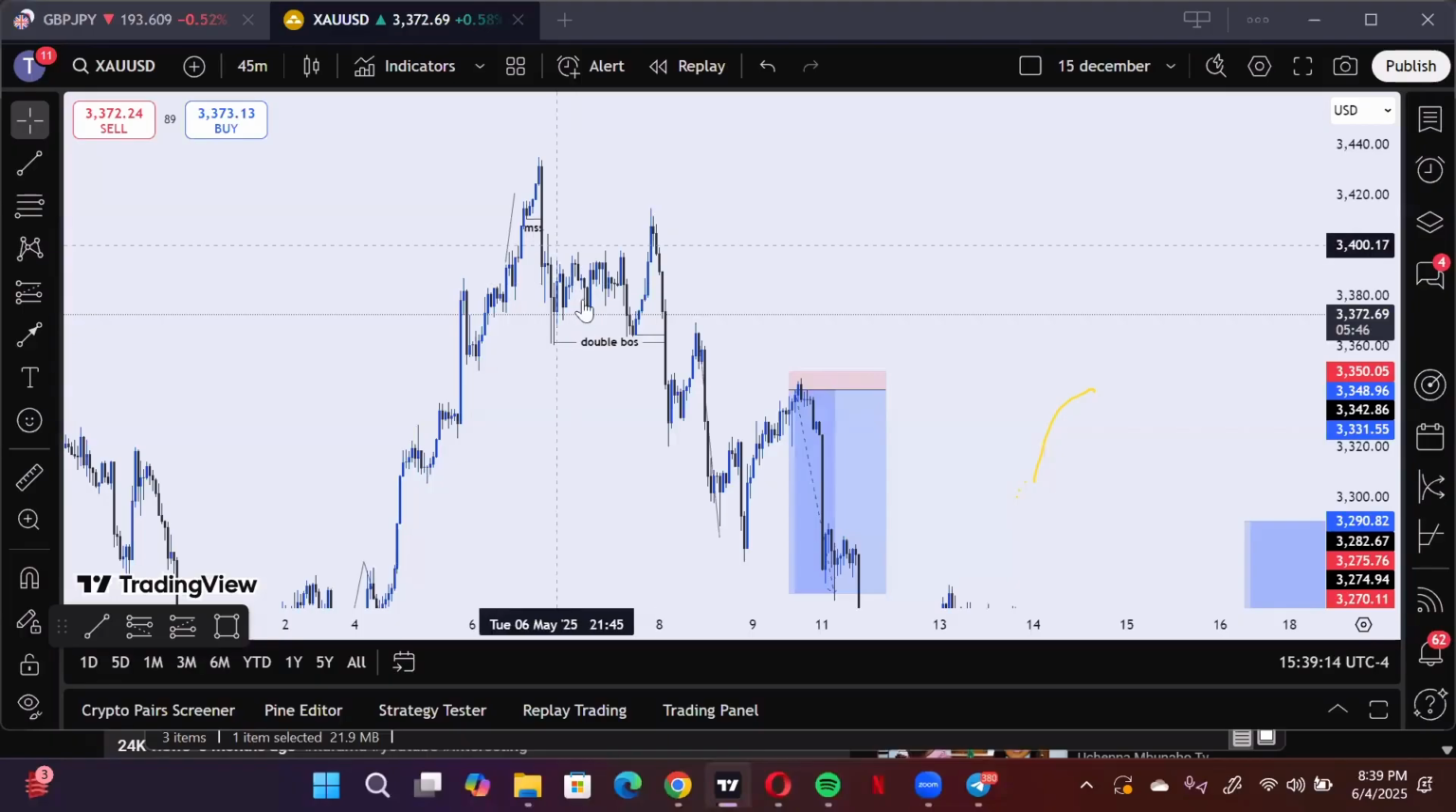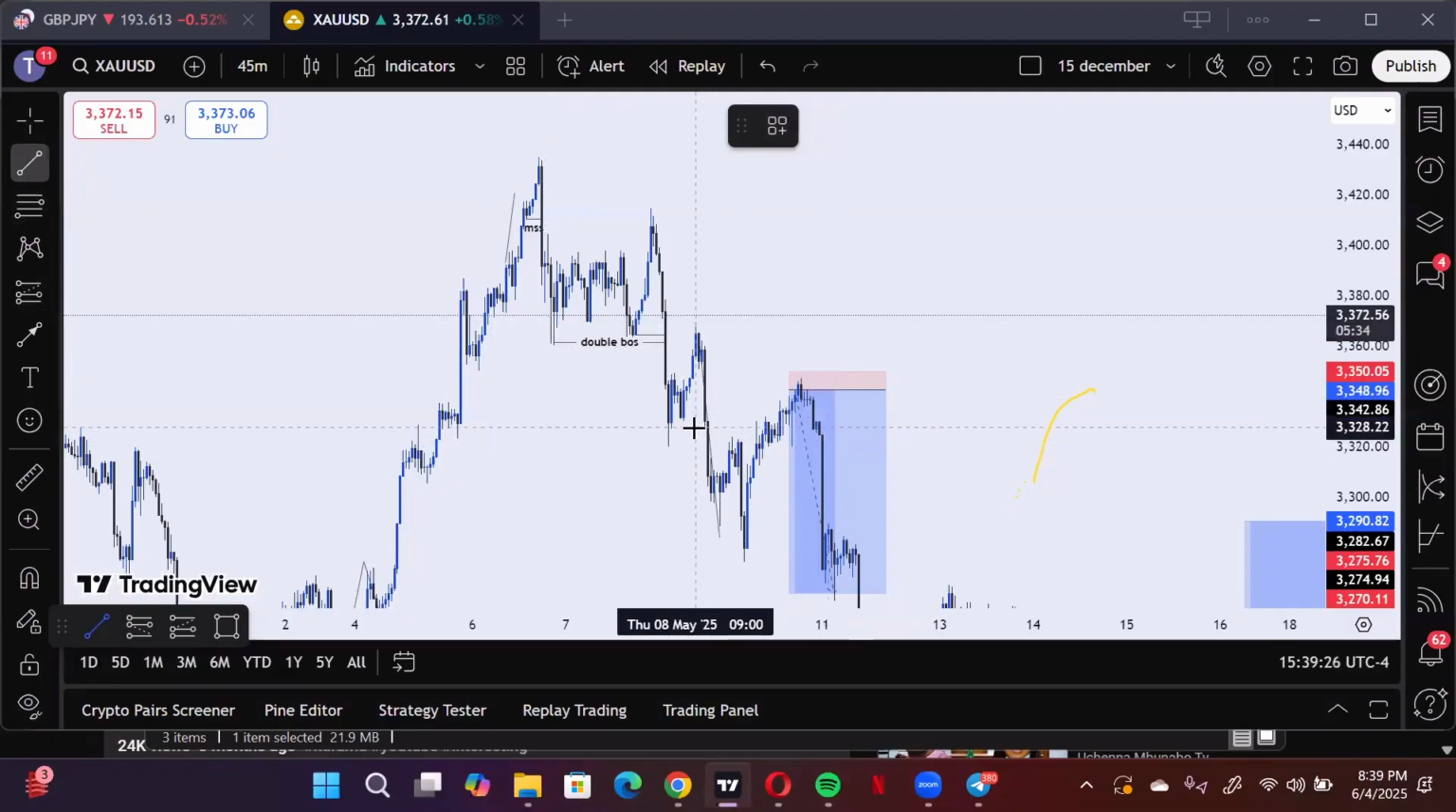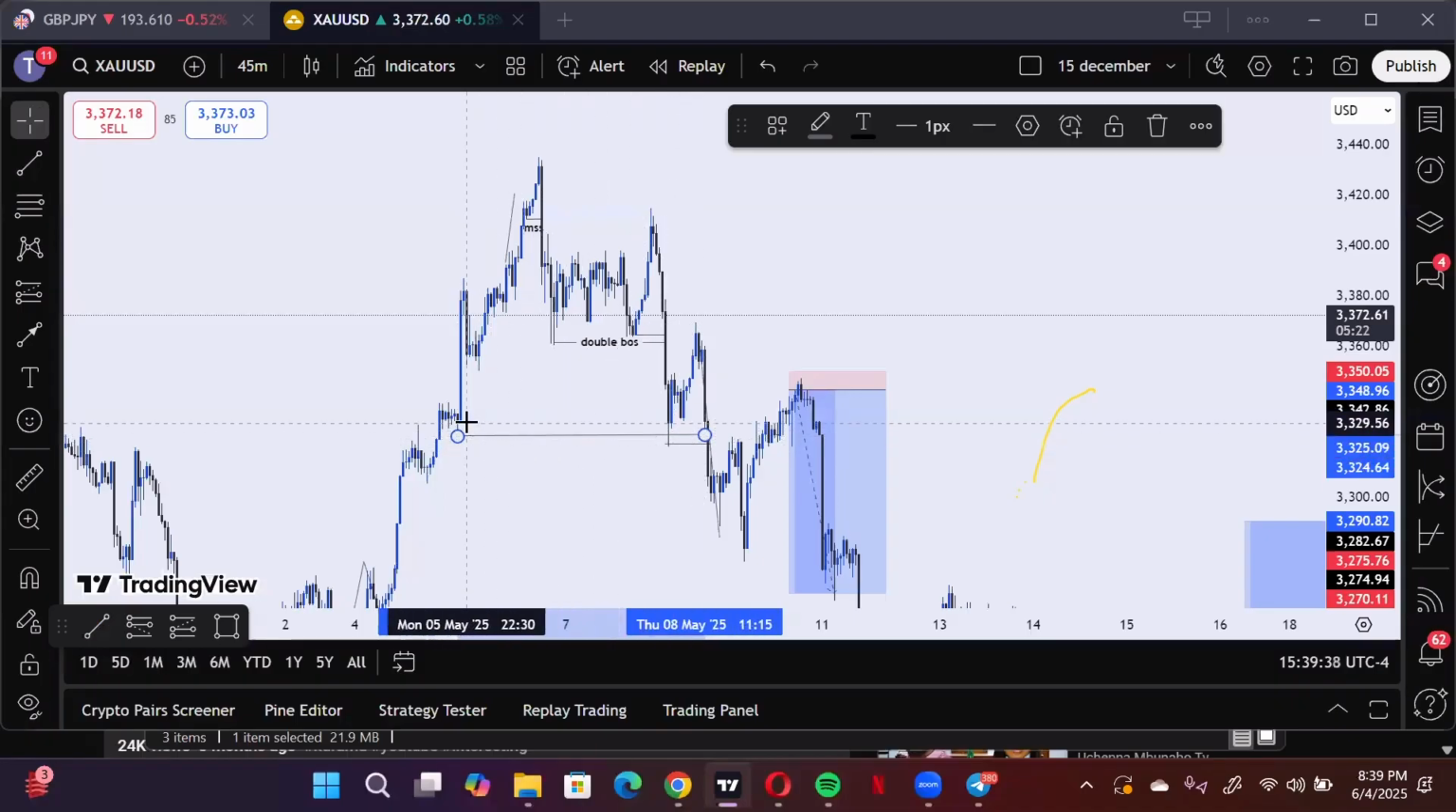So it sold and then took out this low, but it also took out a previously existing low here also. That is what you call a double break of structure. Same as this, it took out this low, but there was also a previously existing low here. So it took out this and then this. So this is what you also call a double break of structure.